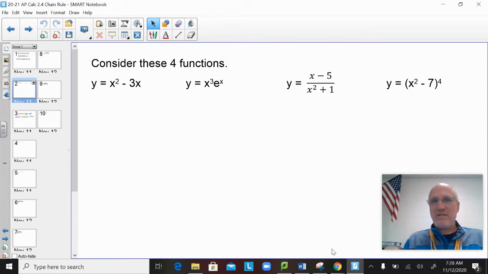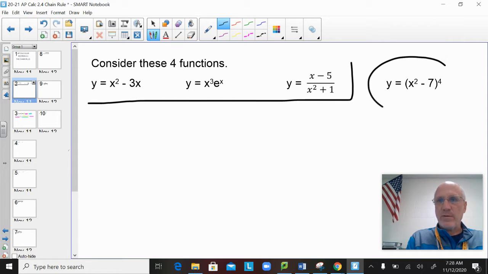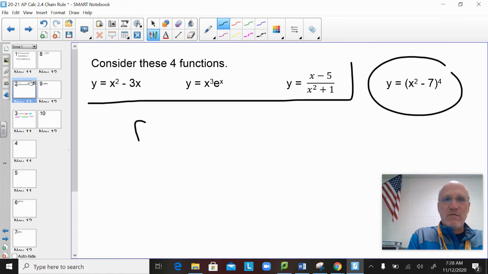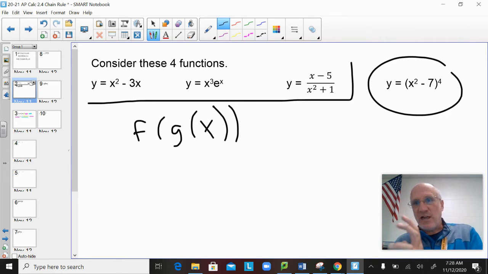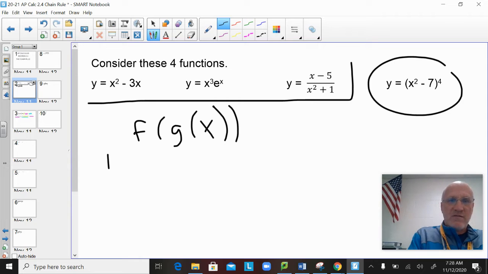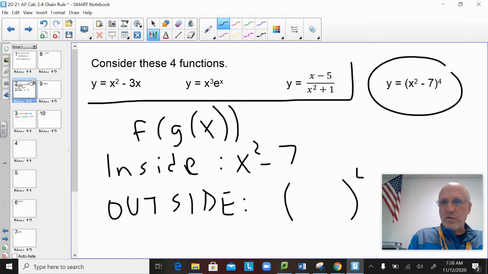It is a composite function. And you need to know that, so again, at the moment we're ignoring those first three. We're looking at this one. That is an example of f of g of x. It is a function of a function. I'm gonna refer to these as the inside function and the outside. So I would argue that the inside function in this example is the function x squared minus 7. And the outside function is something to the fourth power.